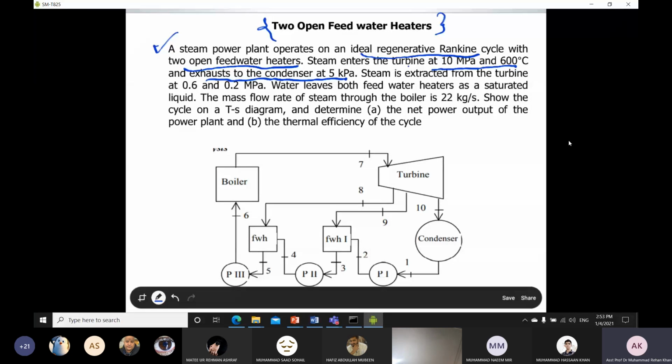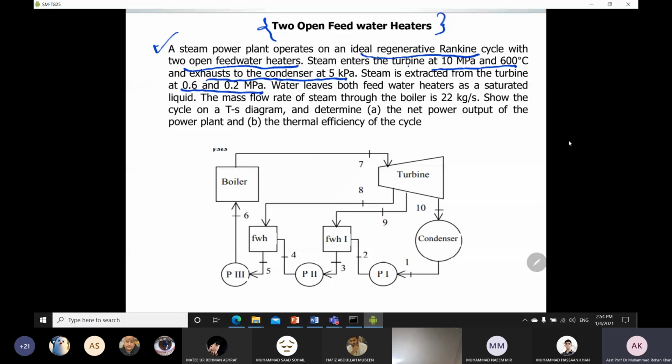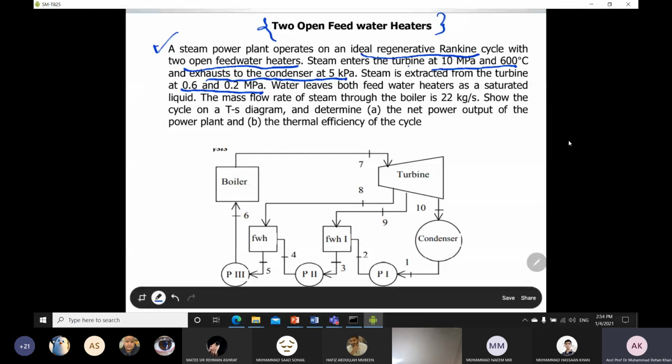Steam is extracted from the turbine at 0.6 and 0.2 megapascal. So there will be two extraction processes now. Previously it was one extraction process with one bled steam. Now there will be two bled steams, and the pressures of both bleeding processes are given, which are 0.6 and 0.2 megapascal. Water leaves both feed water heaters as a saturated liquid, because it is mentioned that at the end of the feed water heater it is saturated liquid.